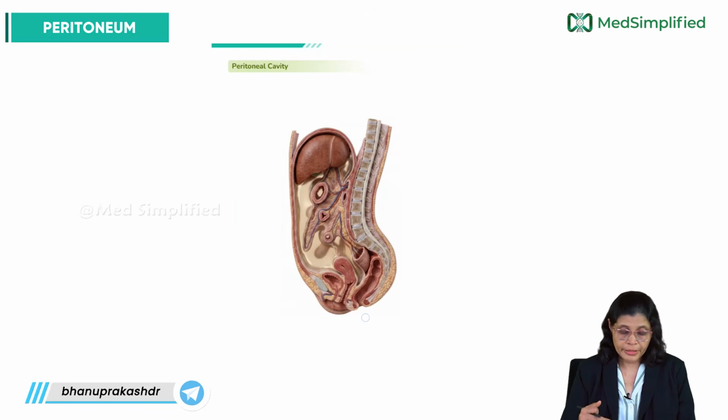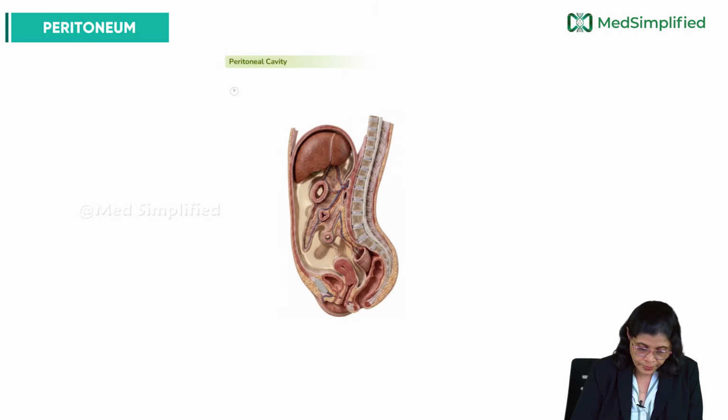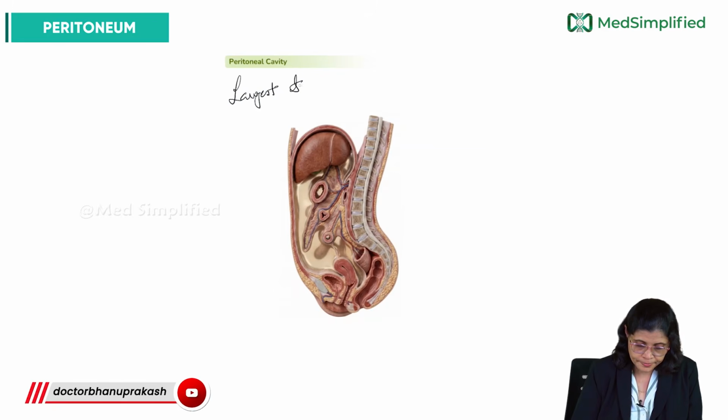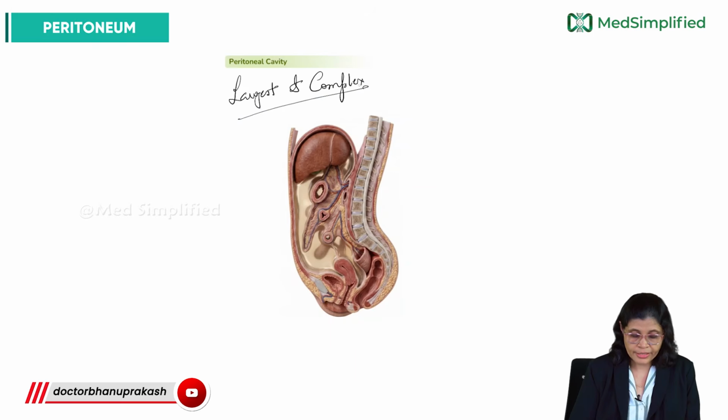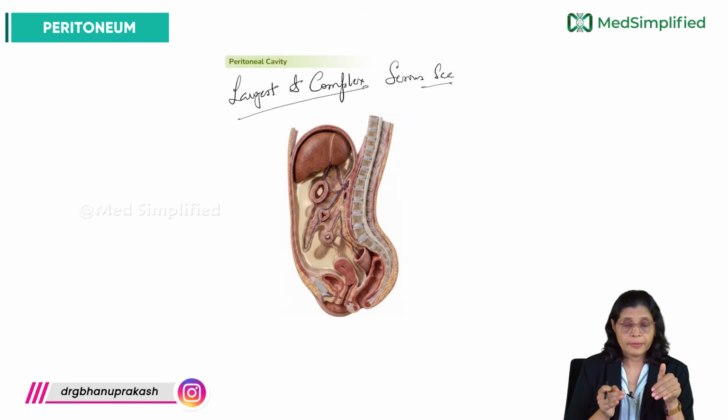Next we move on to the peritoneal cavity. Now the peritoneal cavity, when we see, it is the largest and a very complex serous sac in the body. Okay, it's the largest and the complex serous sac in our body. So this peritoneal cavity is basically the potential space between the visceral and the parietal layer of the peritoneum.